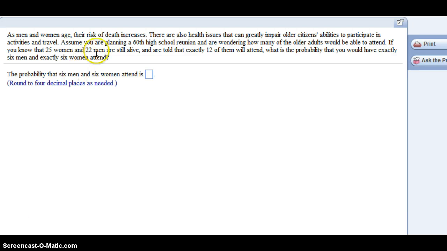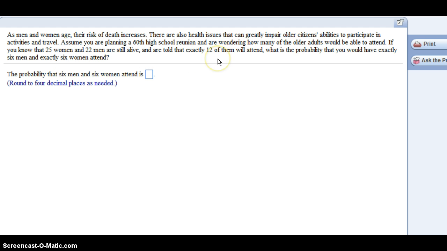Alright, so in this problem, we have 25 women and 22 men, and we know exactly 12 of them are going to show up to the reunion. So there's going to be a group of 12. And we have to find the probability that there are 6 men and 6 women in that group of 12.